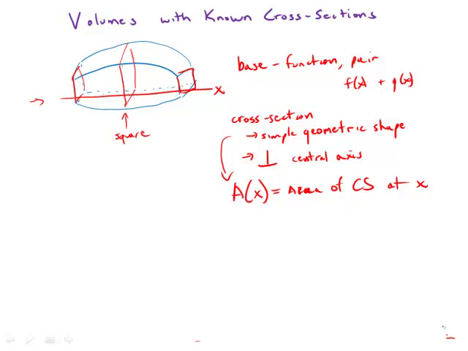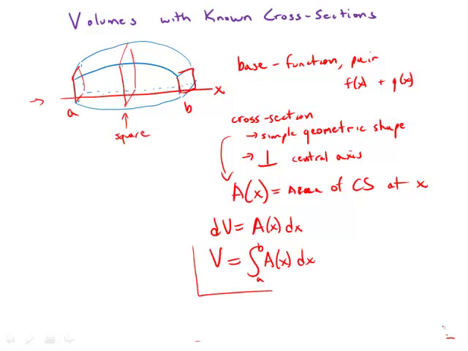And then, of course, that slice has a little volume. We could say it has a differential volume of A of x times dx, where dx is the width or the thickness of the slice. And so we just integrate this. So V equals the integral of A of x dx from a to b, where of course a and b would be the starting points. So in the next video, I will show a numerical example of applying this idea of finding volume with a known cross-section.